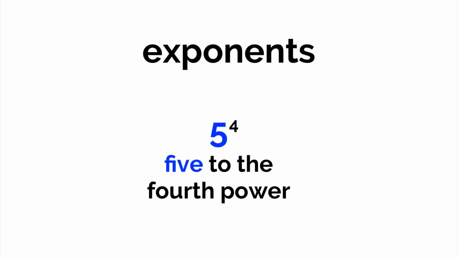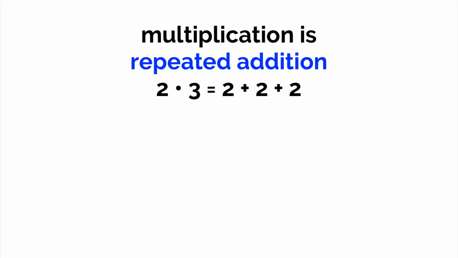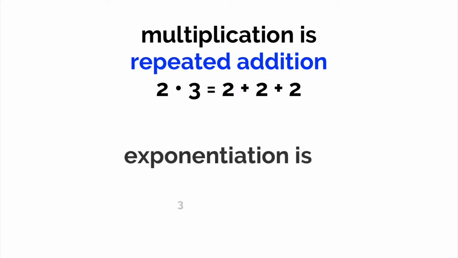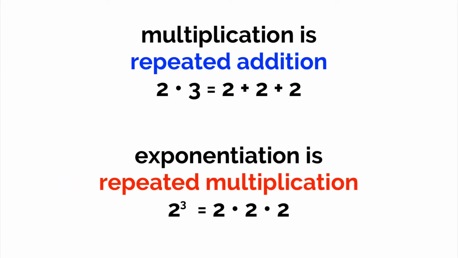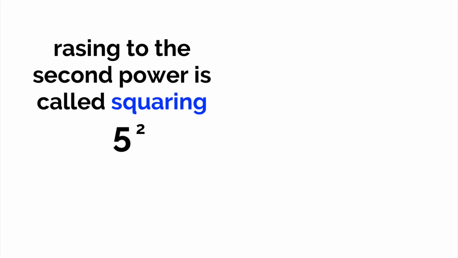When we do this, we have a base that is written normally, and an exponent that is written as a superscript. Just the way that multiplication represents repeated addition, exponents represent repeated multiplication. 2 times 3 is really 2 plus 2 plus 2, while 2 to the third power is 2 times 2 times 2. When we raise something to the second power, we are squaring that number.